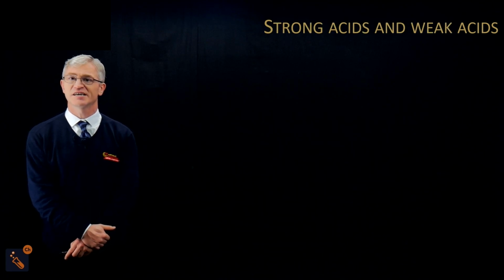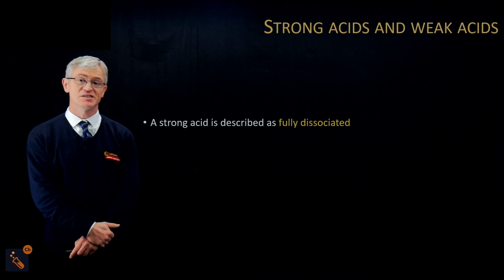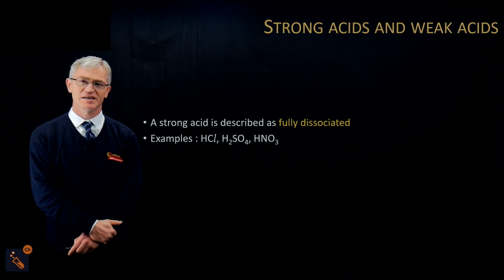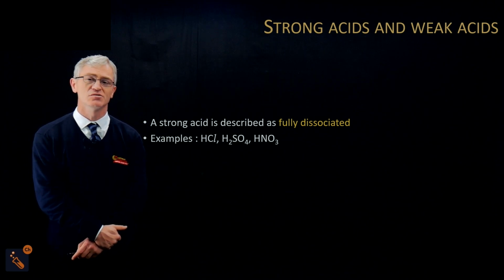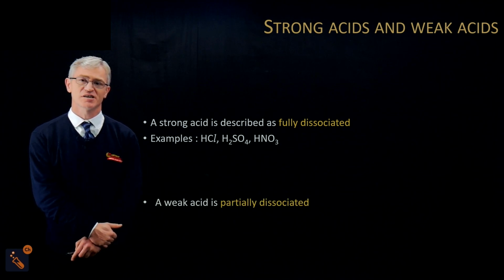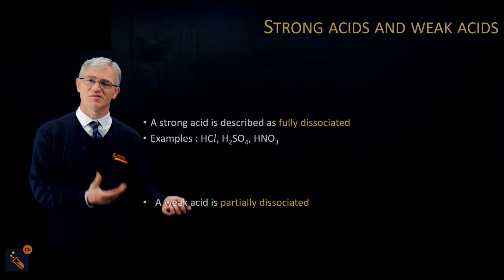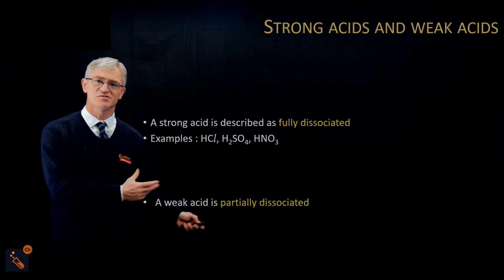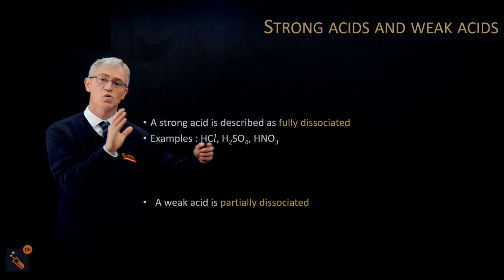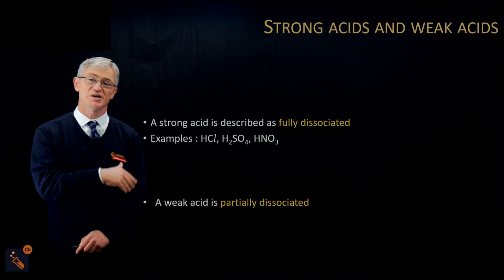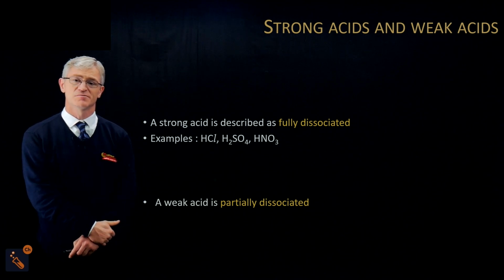Now, strong and weak acids. Again, just a reminder from last year. A strong acid is fully dissociated, so make sure you remember that from last year. Okay, and your examples that I expect you to remember are hydrochloric acid, sulfuric acid, and nitric acid. Now, a weak acid is partially dissociated. So that means that only some of the acid is turned into H+ ions and its conjugate base, whereas in these examples, all of the acid is changed into its conjugate base and the protons.